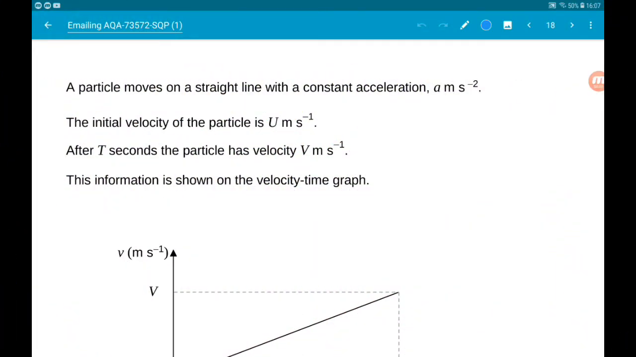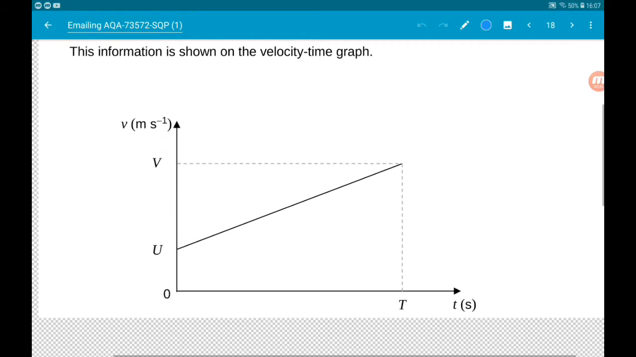Okay, question 12, we have some SUVAT. A particle moves on a straight line with a constant acceleration of a meters per second squared. The initial velocity of the particle is u meters per second. After t seconds, the velocity of the particle is v meters per second. This information is shown on the velocity-time graph here.